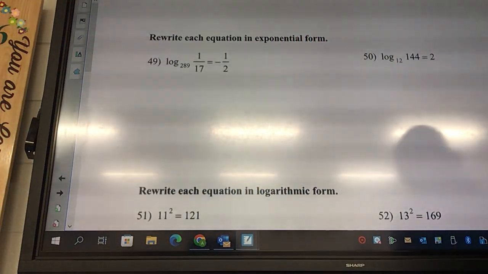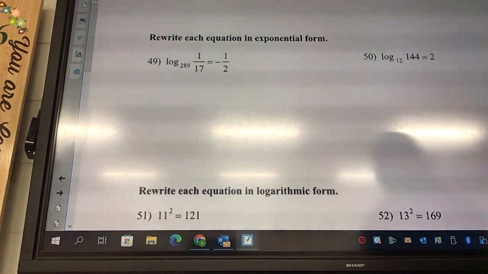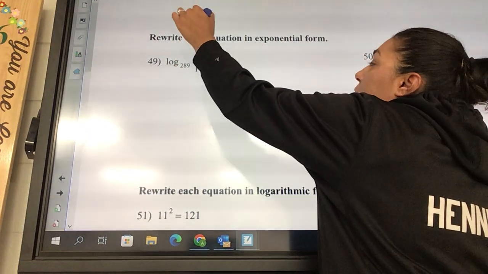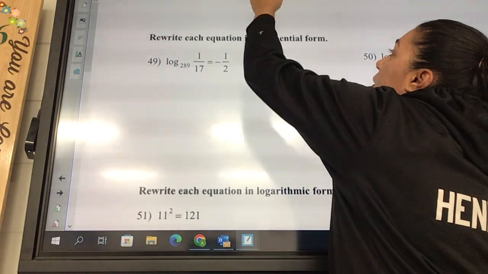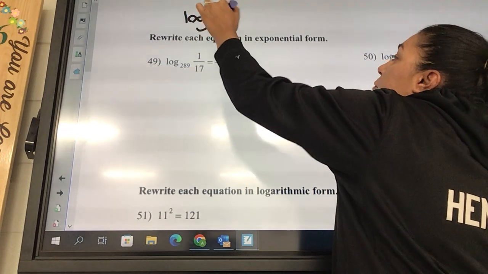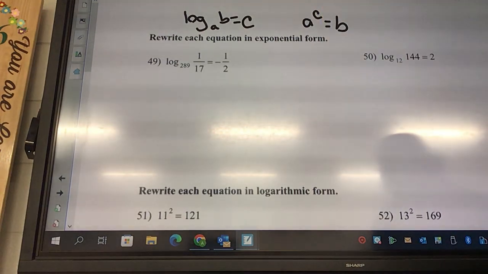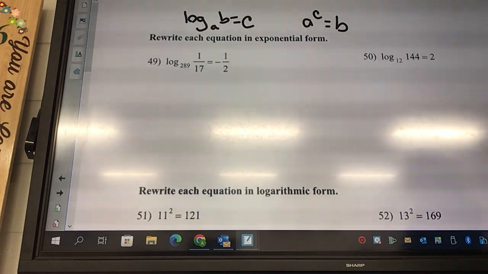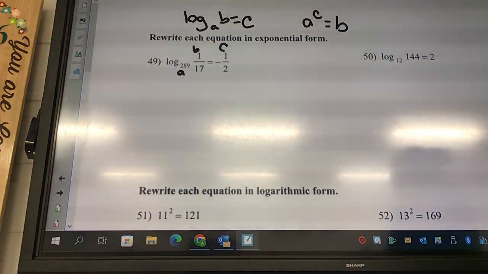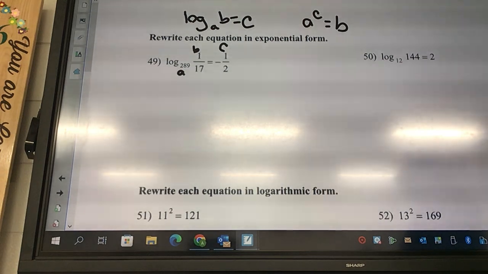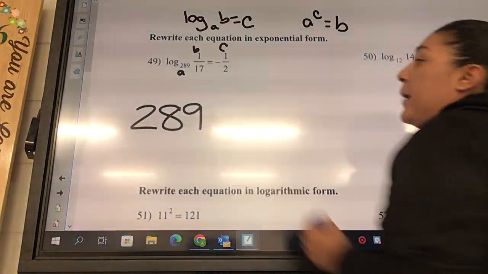Okay, the next section is about rewriting logs in exponential form. Okay, so this goes log of ABC. I did not write that good. AB equals C, and then this goes AC equals B. Okay, so 289 is A, this is B, and this is C. So, what number is going to come first? 289 to the what power?